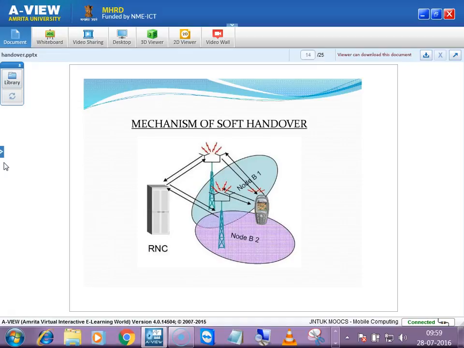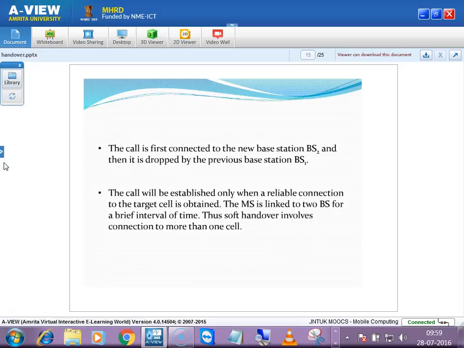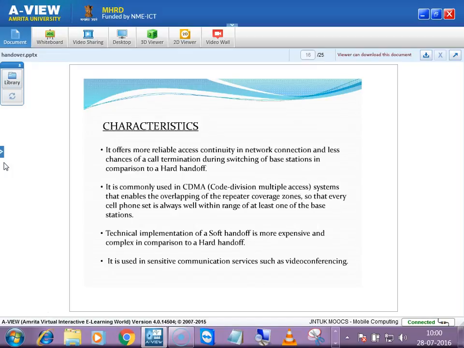User is moving from one node to another, and he'll be connected to both. Once he is connected with node B, then only he'll terminate his connection with node A. Same thing, the call is connected to the new base station and then dropped by the previous base station. The call will be established only when a reliable connection to the target cell is updated. The mobile station is linked to two base stations for a brief interval of time. Handover involves connection to more than one cell, right? Two cells you are connecting as of now. Thus, it involves connection to more than one cell.